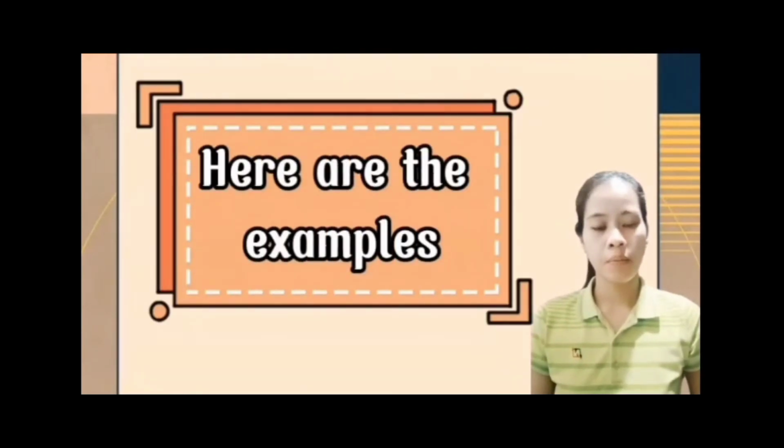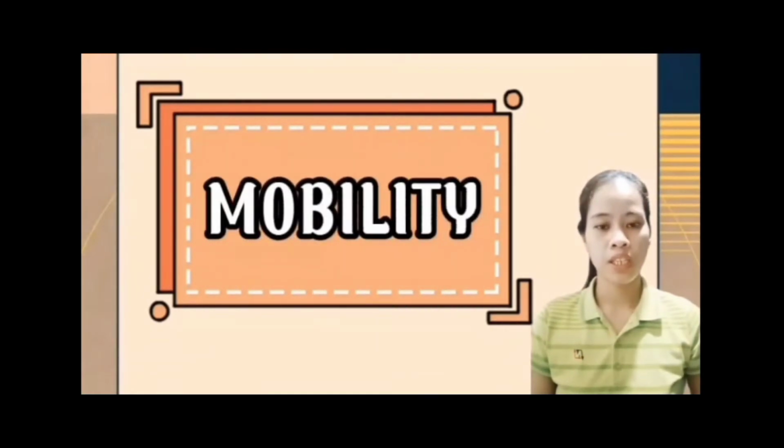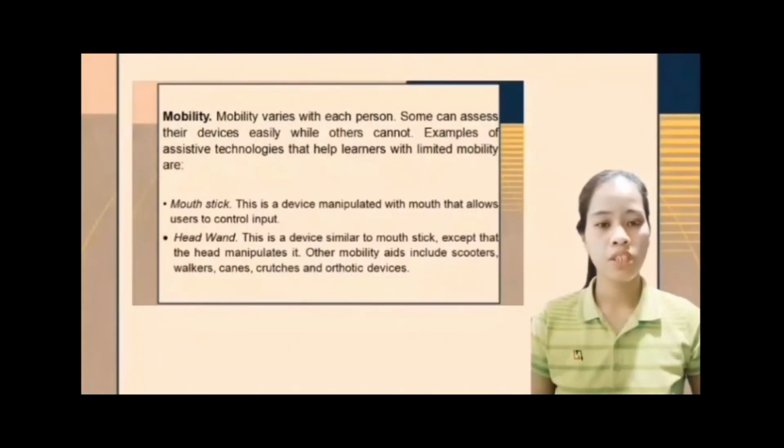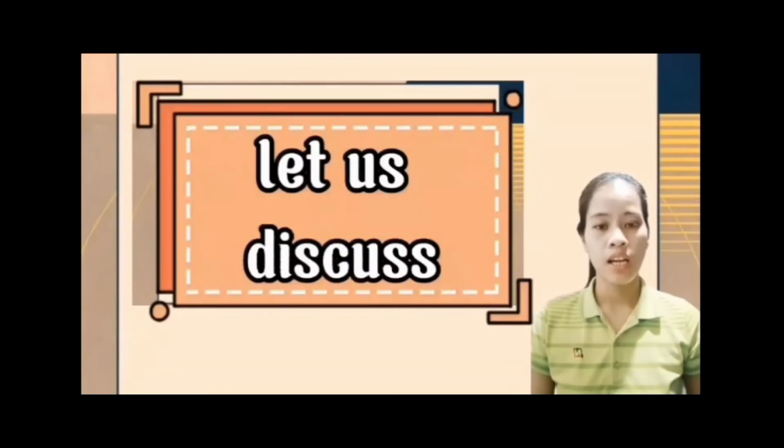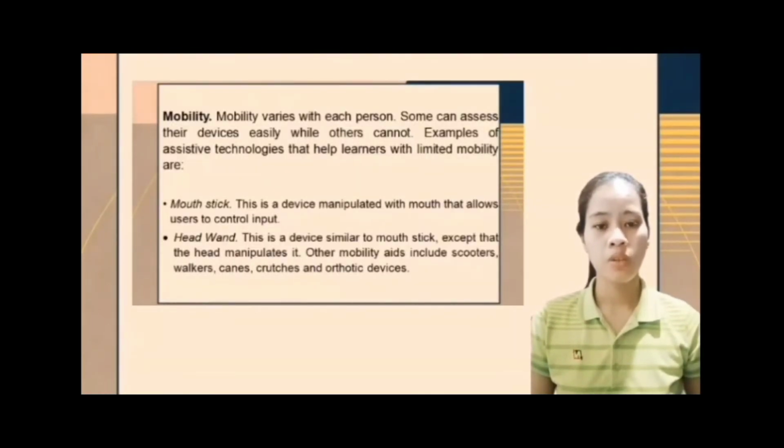Here are the examples. Mobility and communication. Let us discuss the first one, mobility. It varies with each person, some can access their devices easily while others cannot. In short, mobility is the ability to move or be moved freely and easily. Here are the examples of assistive technologies that help students or learners with limited mobility: mouth stick and head wand. Let us discuss first the mouth stick. This is a device manipulated with the mouth that allows users to control and walk.